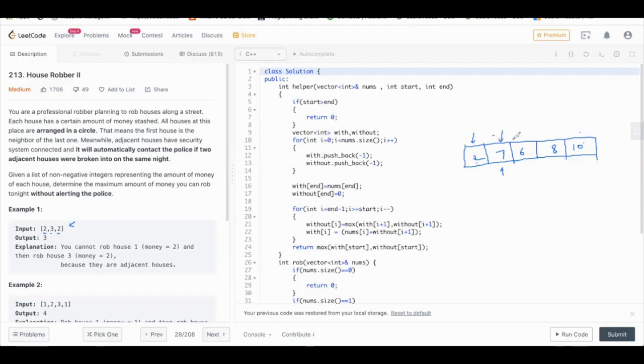What the question says is that we have to maximize the amount collected. In this example, the maximum amount that can be collected is 17. He can rob this house and then he can rob this house. Let's see how we will approach this question.